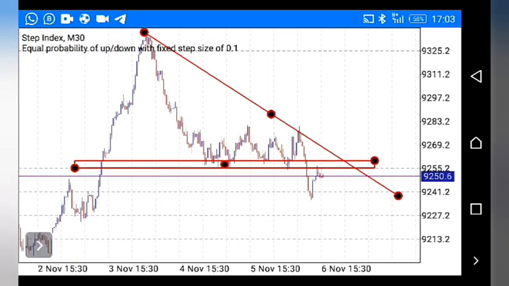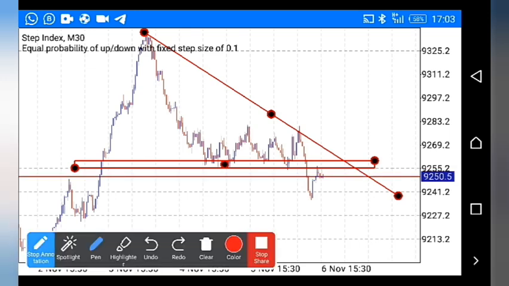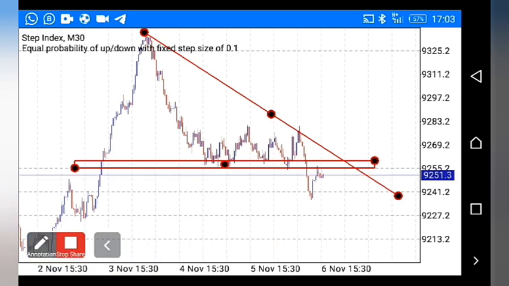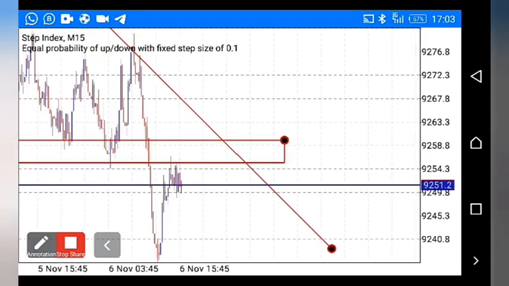But at this other point here, you see what happened: it began to create some ranging, creating support and resistance, testing support, going back to resistance, testing again, and doing the same thing. So it began to range at this point, and let me go down to the 15-minute time frame so that we'll see it clearer. Okay, this is the 15-minute time frame.